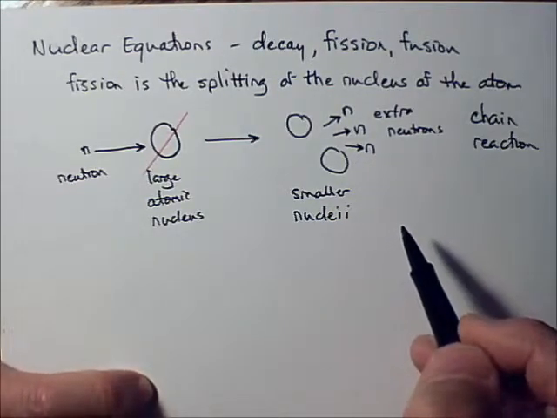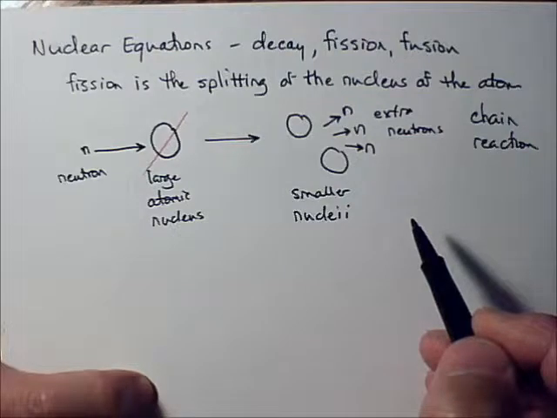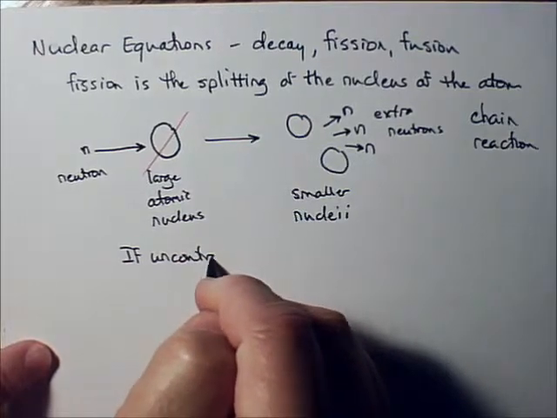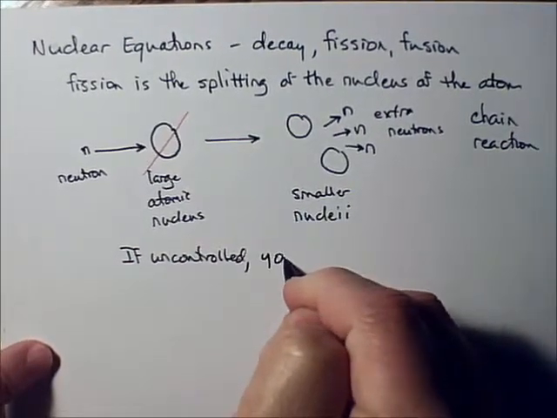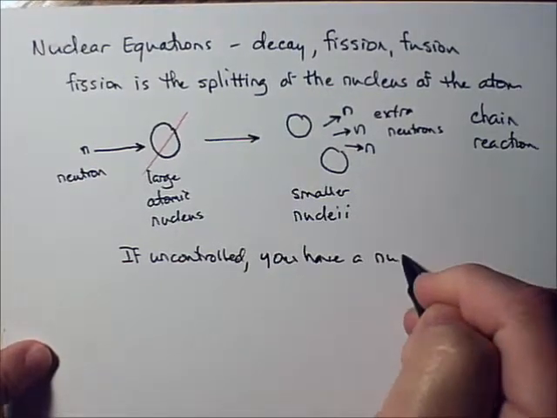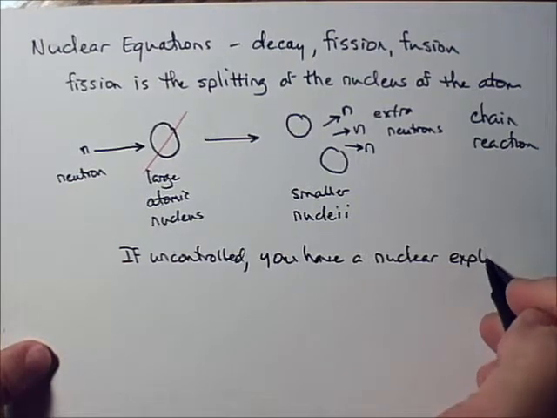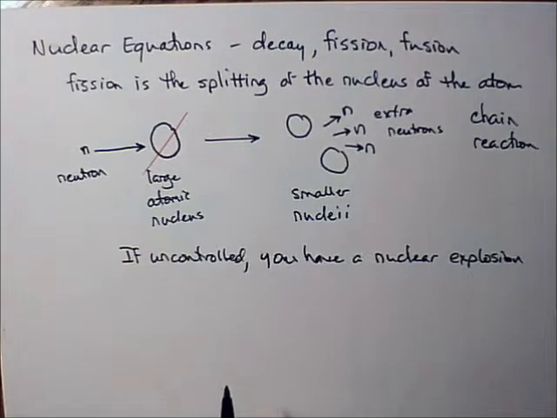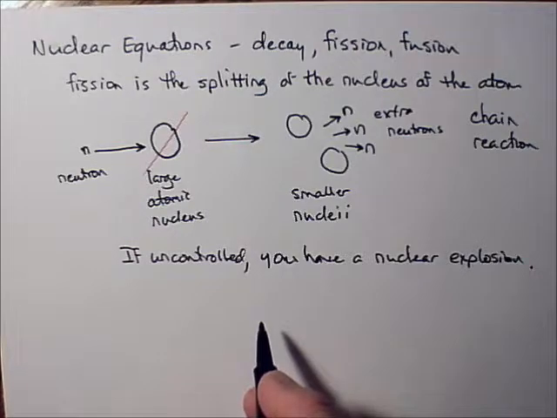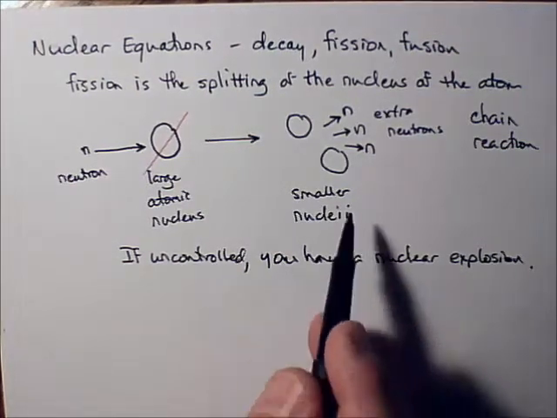And so when you have an uncontrolled reaction like this, if it's uncontrolled, you have a nuclear explosion. And so you may have seen old black and white photos of the result of the bombs being dropped on Hiroshima and Nagasaki at the end of World War II. That was the result of this process.